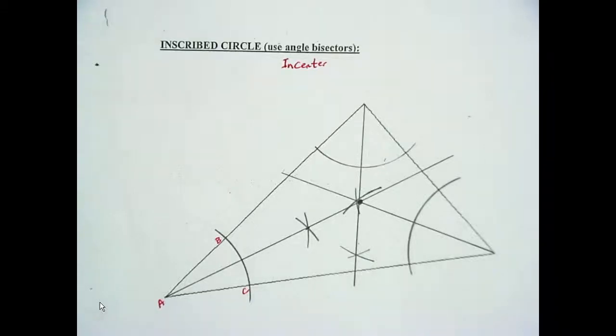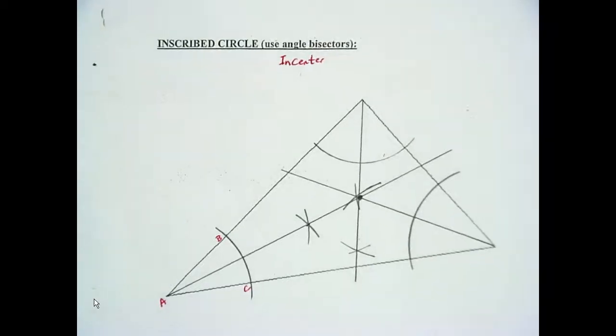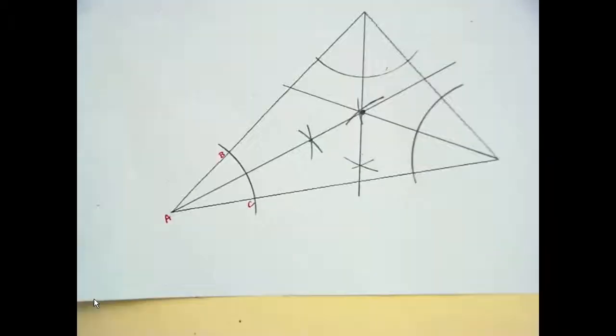Okay? Yeah. No. It's going to be equidistant from the sides. The perpendicular bisector is equidistant from the angles. Okay? So, hopefully you get something that looks like that there. All right?